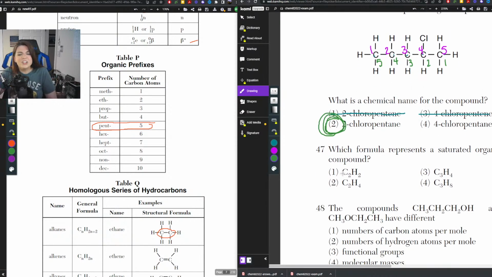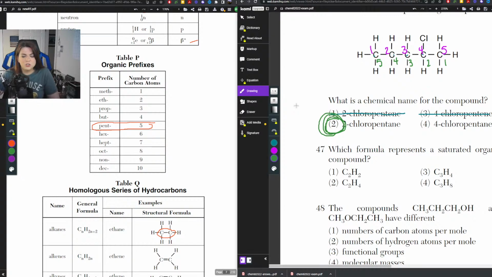47, which is a saturated organic compound? The saturated organic compound is full of hydrogens. Saturated solutions are full of solute. Saturated organic compounds are full of hydrogens. So we are looking for which of these is an alkane. We have that formula there on table Q. For alkanes, you take the number of carbons, double it, and add 2, and that will tell you if it's an alkane or not. A simple alkane, I guess.